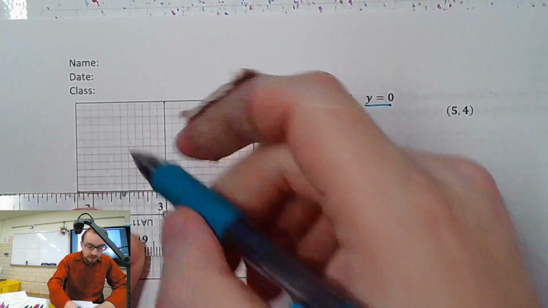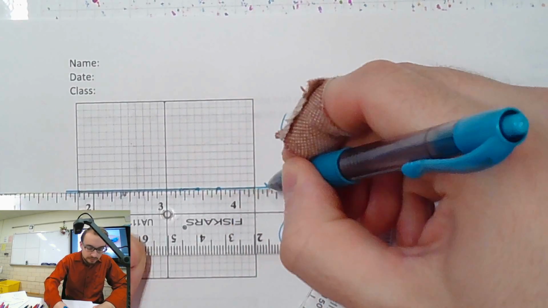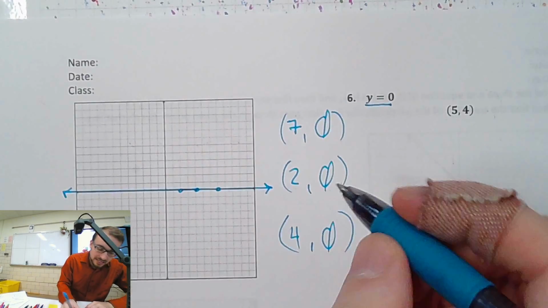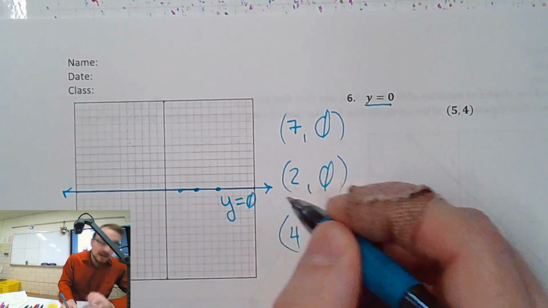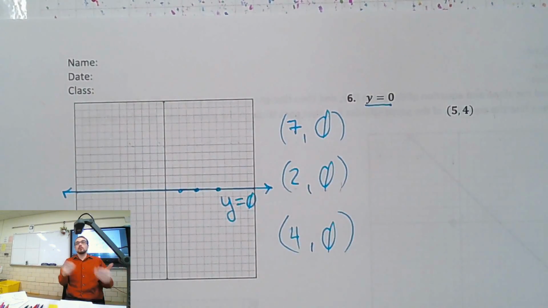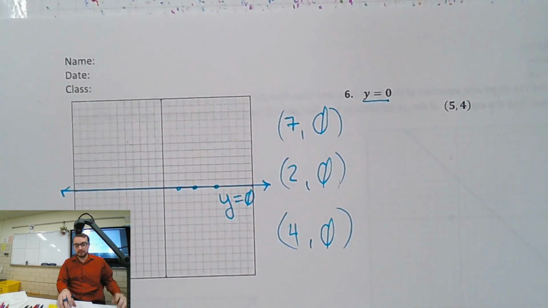Horizontal. Going left to right. That is the line y equals 0. It's where every point on the line has a 0 for the y value, right? So it's a horizon line, yep, horizontal.